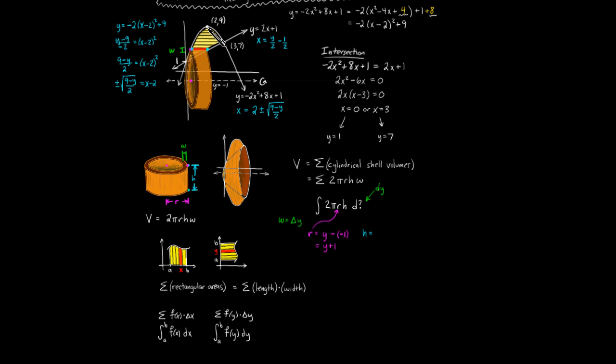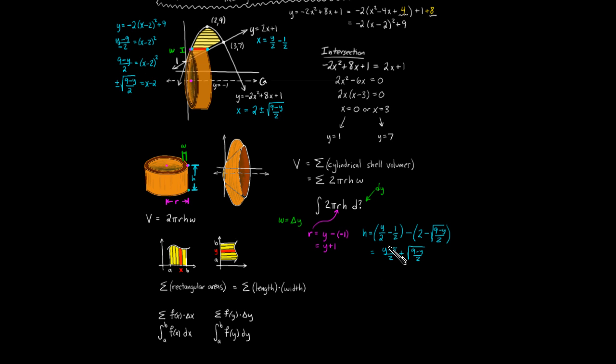Well, notice where 2 is. 2 is where your vertex is at. This point is to the left of the vertex. So this must be the 2 minus the square root of the fraction 9 minus y over 2.